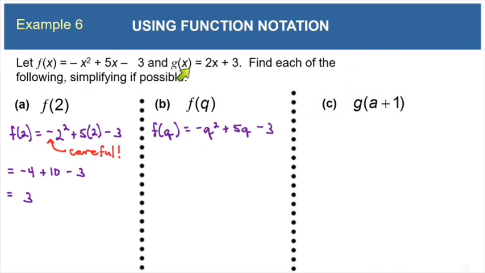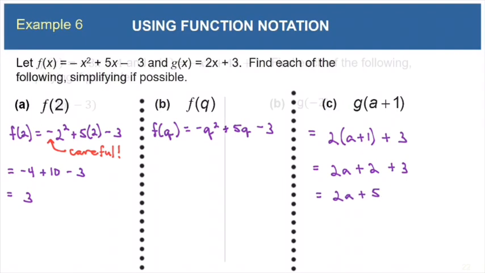So g of x becomes g of a plus 1, and therefore 2x becomes 2 times a plus 1. So 2x plus 3 becomes 2 times a plus 1 plus 3. Now it said simplify if possible, so we need to distribute this 2. That's going to give us 2a plus 2 plus 3. And then we need to combine our like terms, so that's going to give us 2a plus 5.